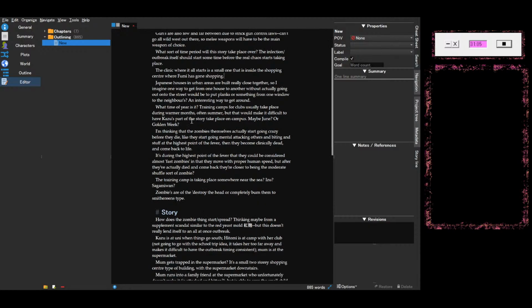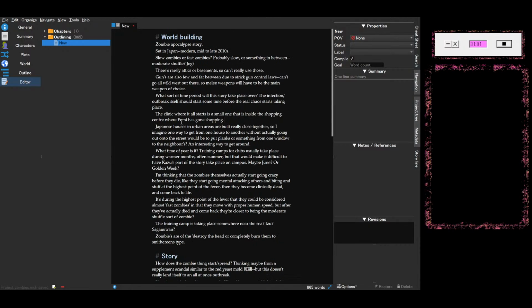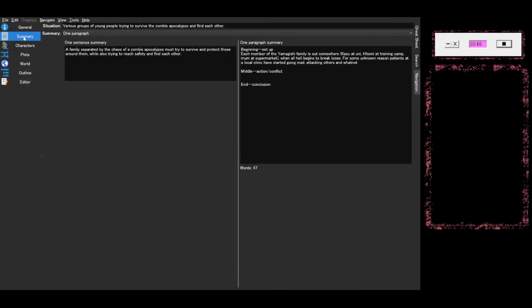Yeah, okay, we're going to make it that it's not a big hospital, it is a little clinic in a mall, like a shopping center. In Japan, a lot of malls have little clinics. They're usually pediatrics, but anyway, let's go back here.